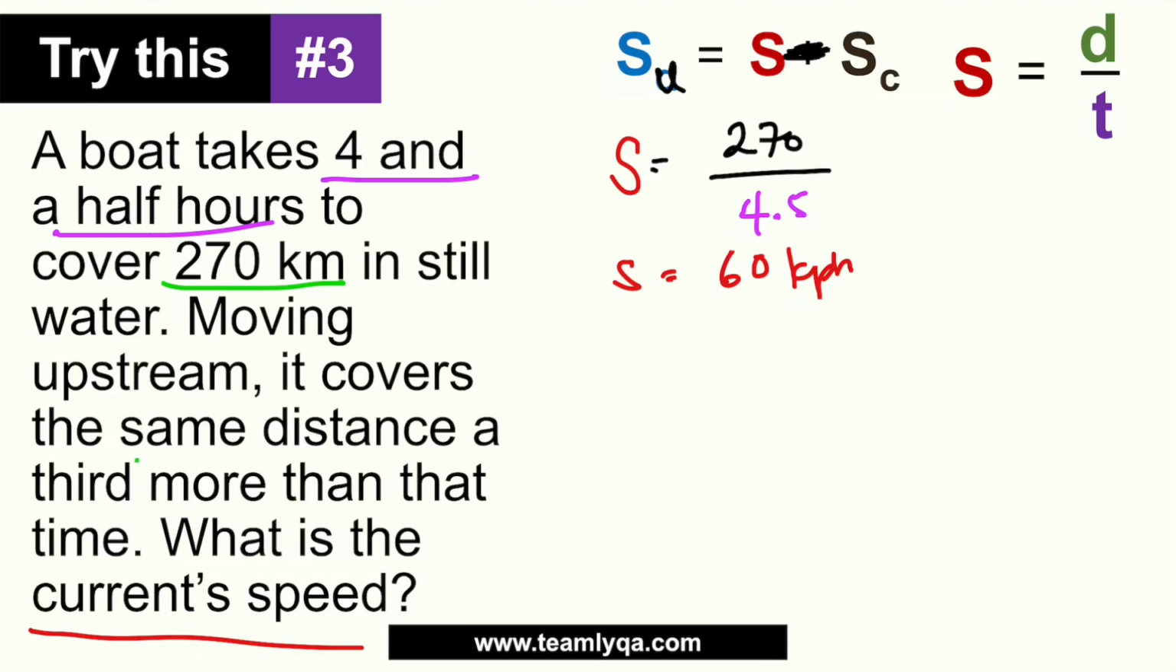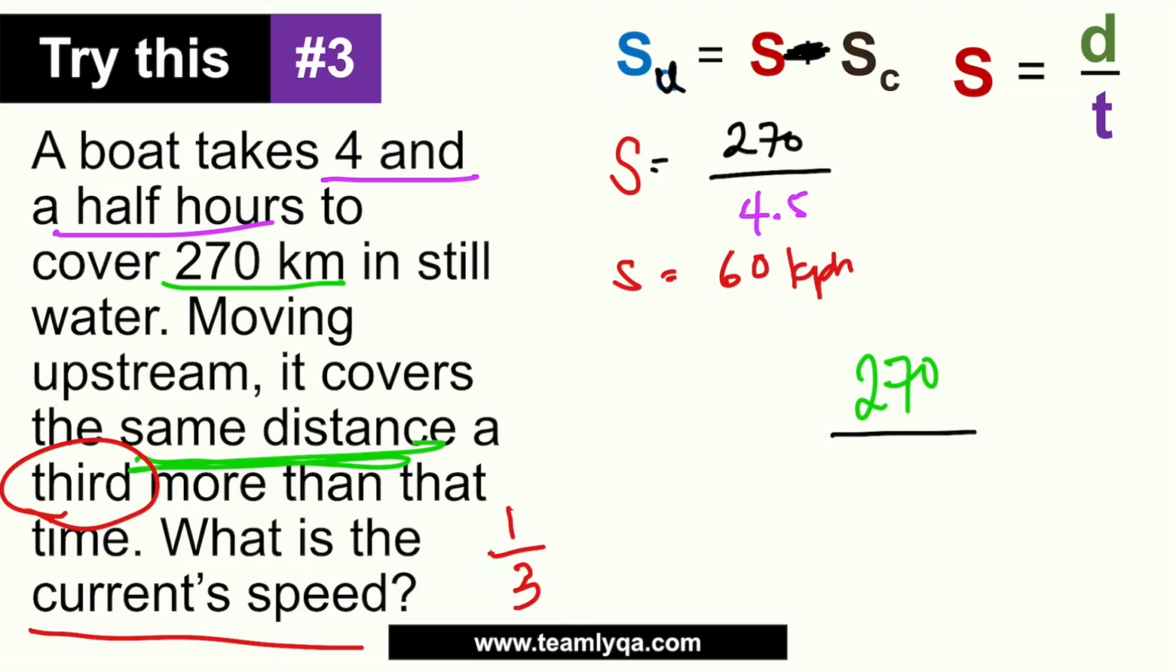Alam natin na it covers the same distance. Ibig sabihin, kung i-fill in ko yung blank, yung distance will be 270 pa rin. Okay? So, 270 yung distance over yung bagong time. Na ang bagong time, ang sabi dito is a third more than that time. So, a third is 1/3. So, 1/3 daw na mas mahigit kaysa dun sa original time. Anong original time is 4.5 or 4.5 hours. Ang 1/3 niyan is 1.5 hours. Tapos, more than this. So, ibig sabihin, idadagdag ko ito doon sa 4.5, ang lalabas is 6 hours.